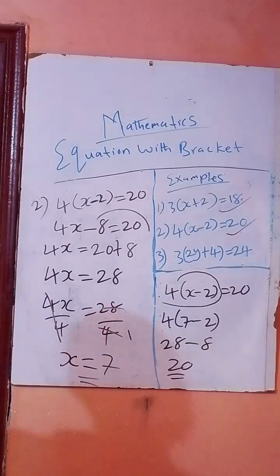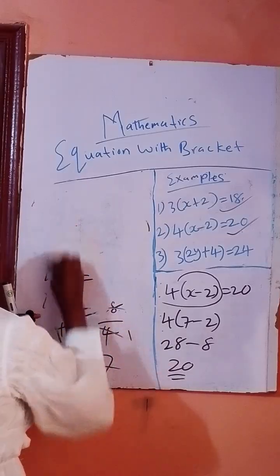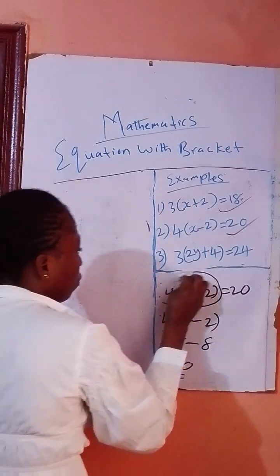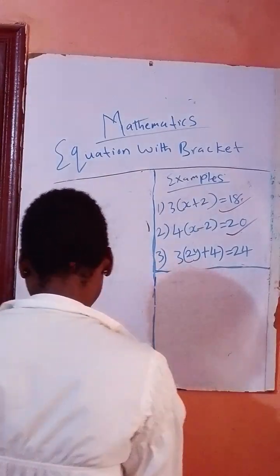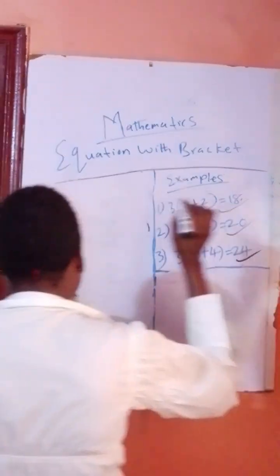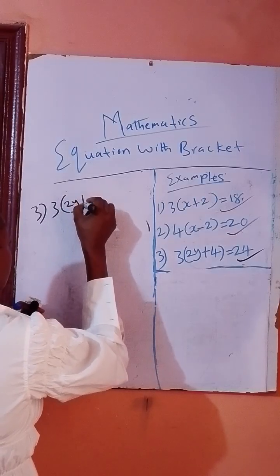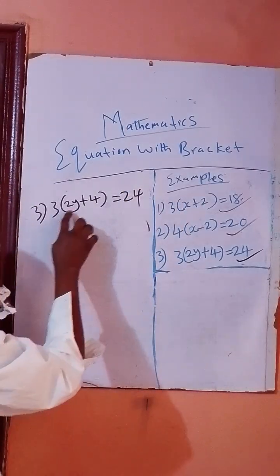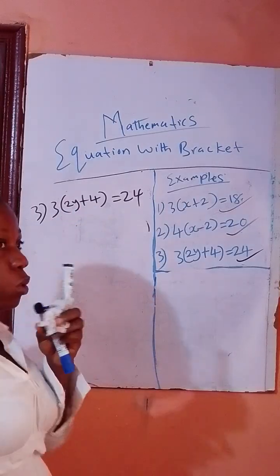Let's move to the third example. Let's take the third example. 3 bracket 2y plus 4 bracket equals 24.